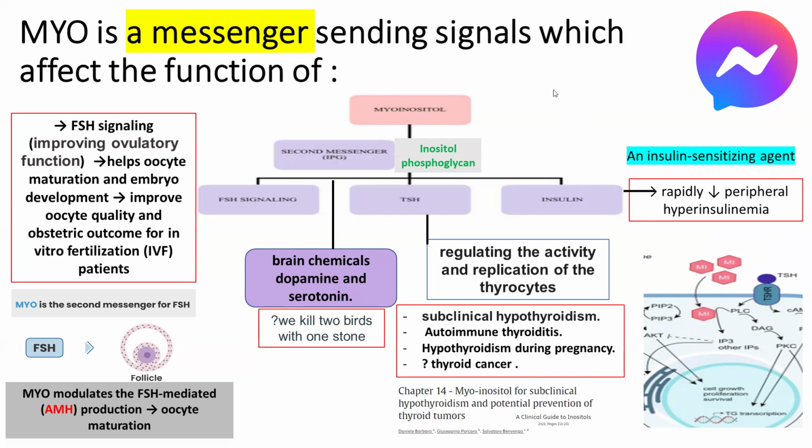The same derivative of myo and dichiro is important as a brain chemical, dopamine and serotonin, so it can be used to treat some cases of hyperprolactinemia in addition to its main work, but few studies are found on this topic. And the most important issue in the second messenger function of the derivative of myo-inositol is FSH signaling.